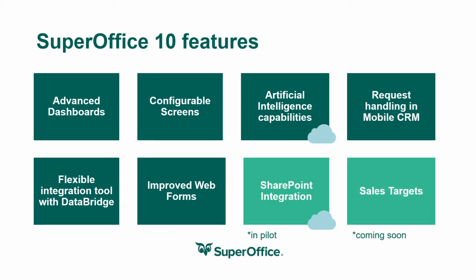Another upcoming feature is sales targets, where you can get a good overview of your important KPIs and set targets such as activity level, sales, average deal size, so that you can proactively improve your sales efforts. And that was a short intro to the new features and improvements to the existing ones in SuperOffice 10. And now let's talk about why you should configure your screens.